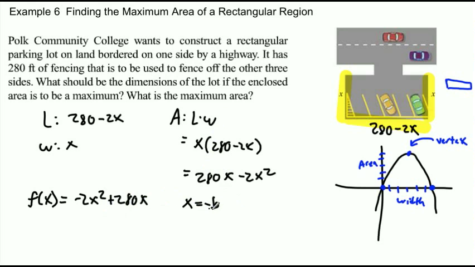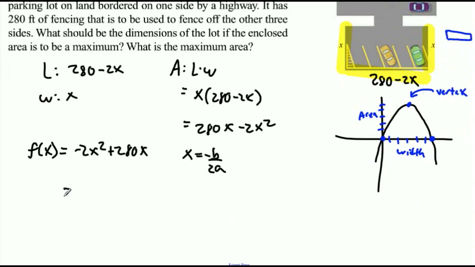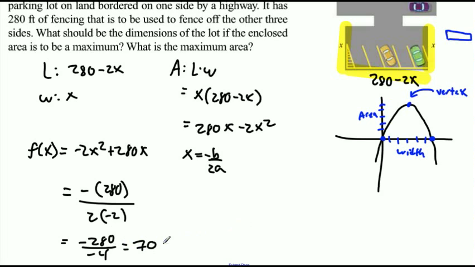All right, so let's find the vertex, and I'm going to use the vertex formula. x equals negative b all over 2a. So negative b, 280, all over 2 times a, or negative 2. So that's negative 280 all over negative 4, and that gives us 70. So we know that the width has to be 70 feet.